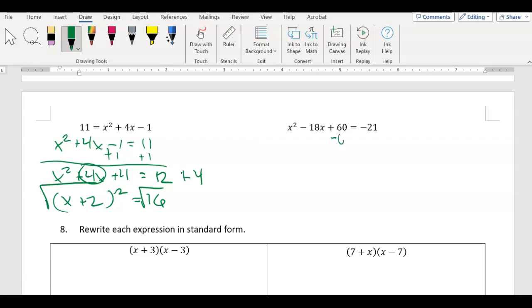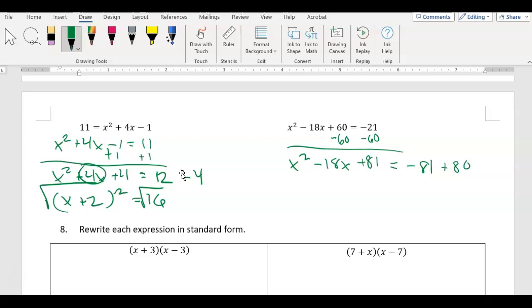Here I have bigger numbers, but it's okay. I'm going to subtract 60 from both sides. I'll get x squared minus 18x equals negative 81. I'm going to take half of 18, which is 9, and square it. 9 squared is 81, so I'm going to add 81 to both sides.